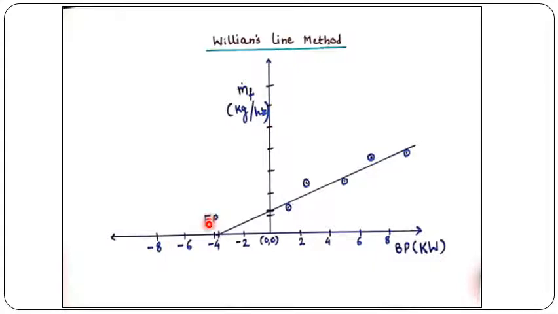Once you get the friction power, you add brake power at the individual load, and you will get indicated power at that load. So this is the method which is used for obtaining friction power. This can be used in single cylinder engines as well as multi-cylinder engines.